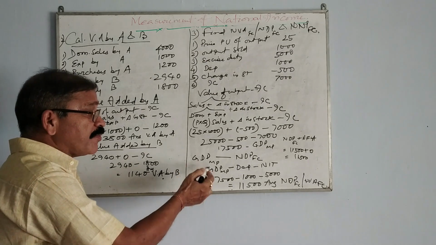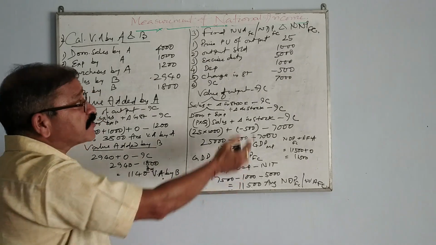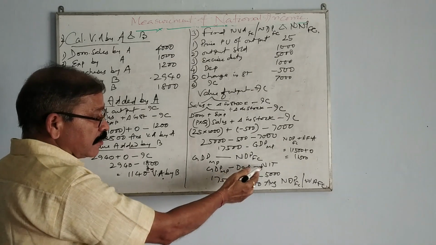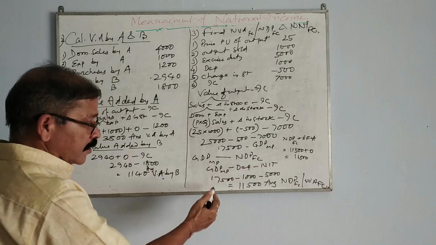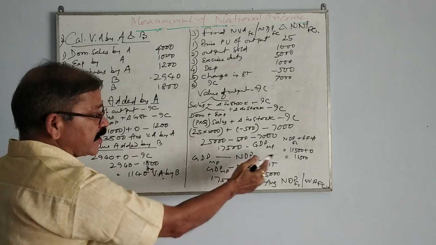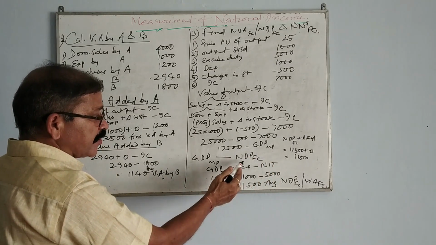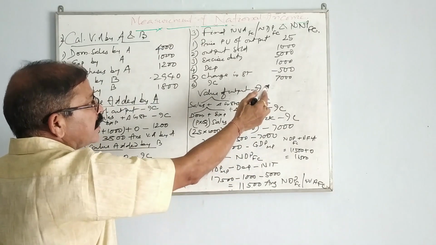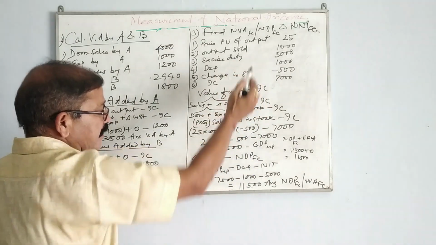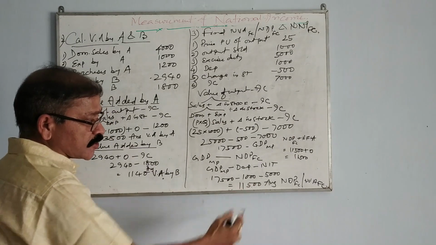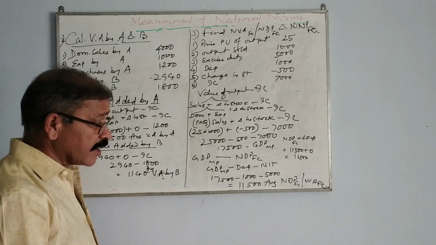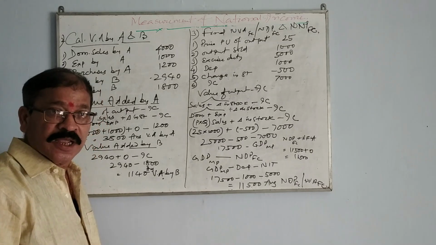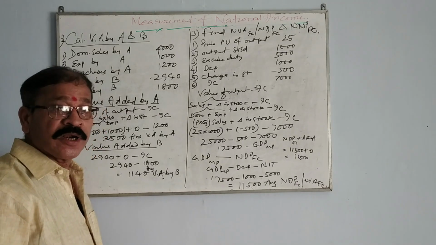Now GDP-MP must be converted into NDPFC because that's the question. So GDP-MP minus depreciation minus NIT, if you do, that means 17,500 is your GDP-MP. Depreciation, what is depreciation? See, depreciation 1000. NIT is given, that is excise duty, that is 5000. So you are getting 11,500 is your NDPFC.